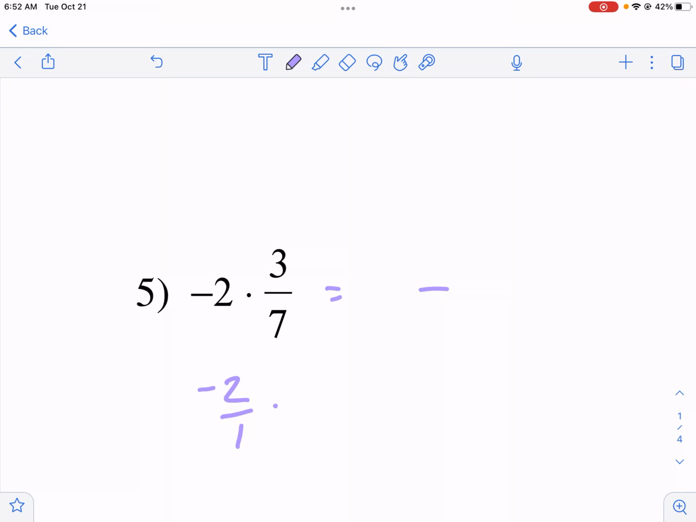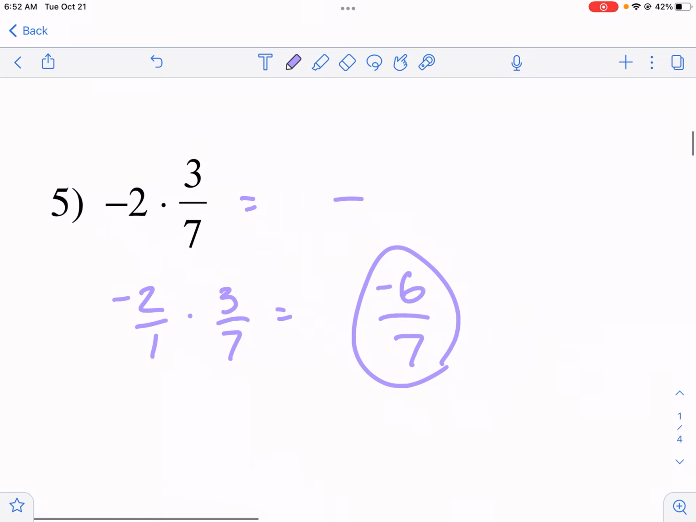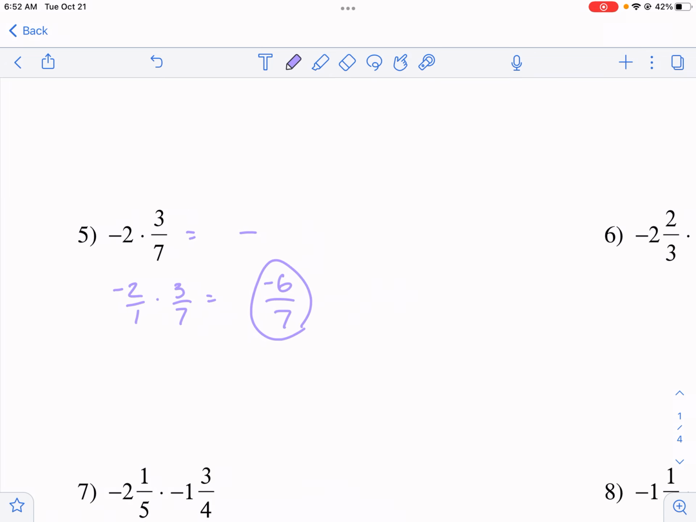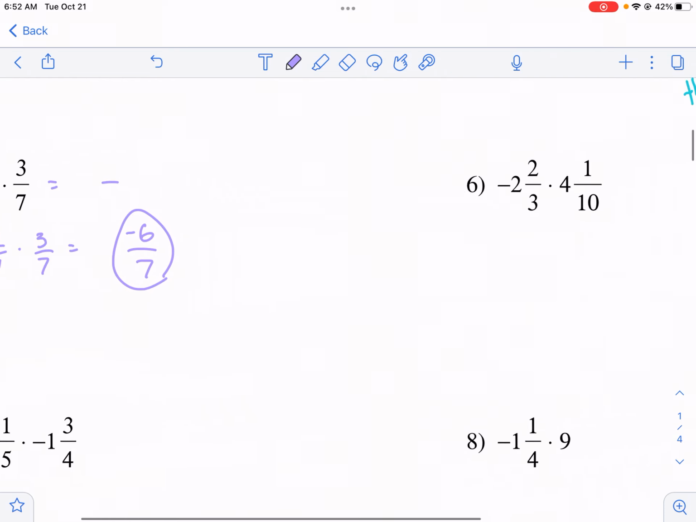So negative 2 over 1 is the same thing as negative 2. It just looks different, and now we can apply our rules. So now we're going to get a negative, and we're going to have negative 6 over 7. Oops, I put 2 negatives in there, and this is going to be our answer. I can't reduce it because 6 and 7 do not have any common factors, so negative 6 sevenths is our answer. So anytime you have a whole number or integer, you want to put it over 1.